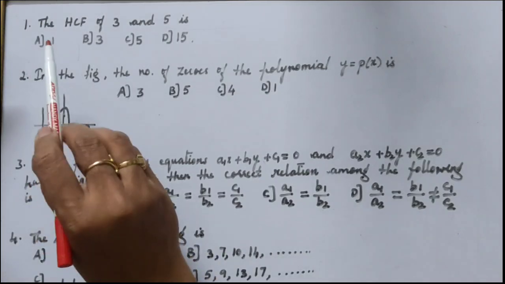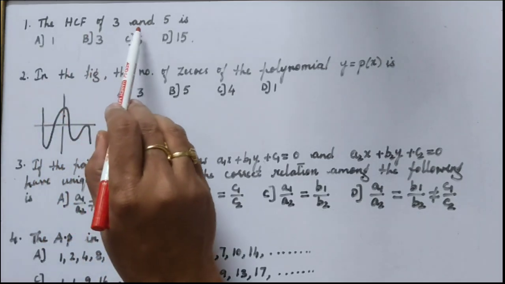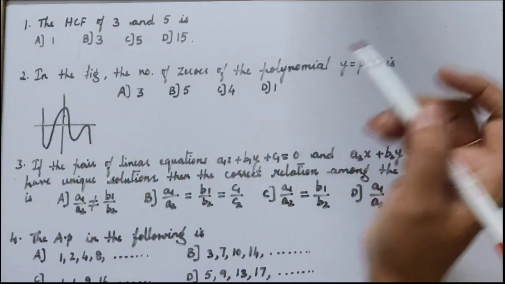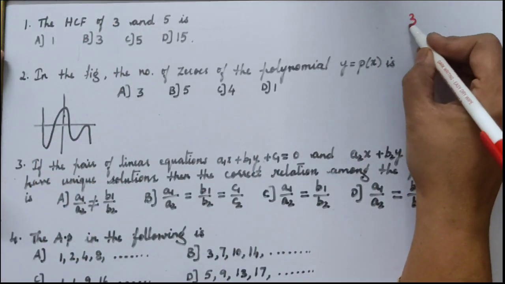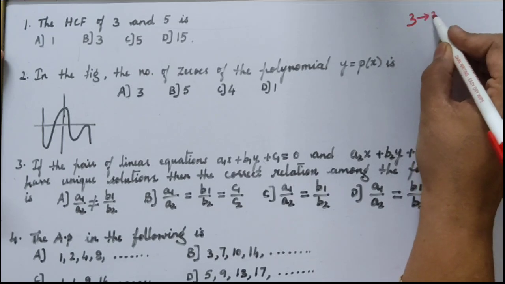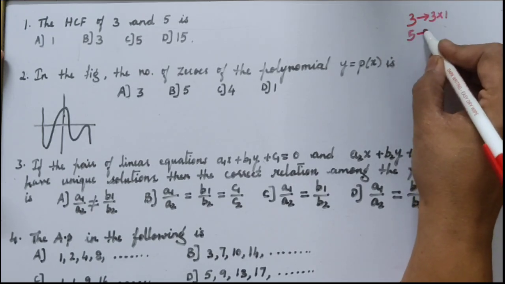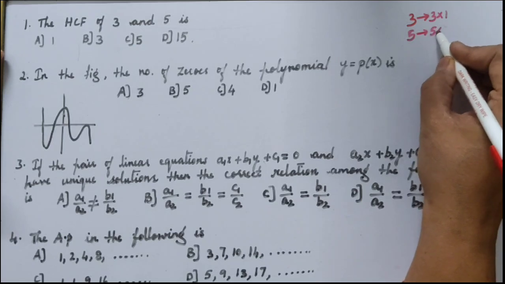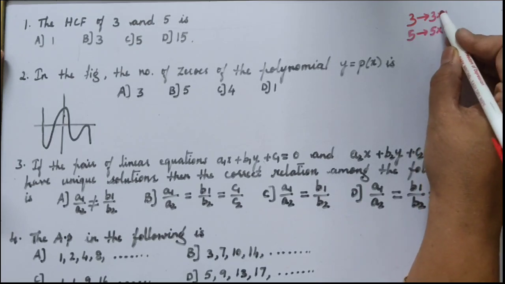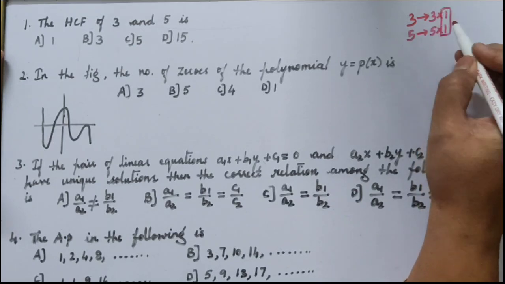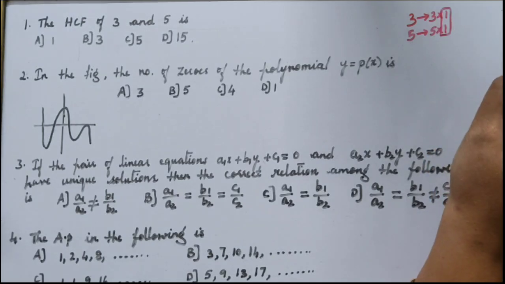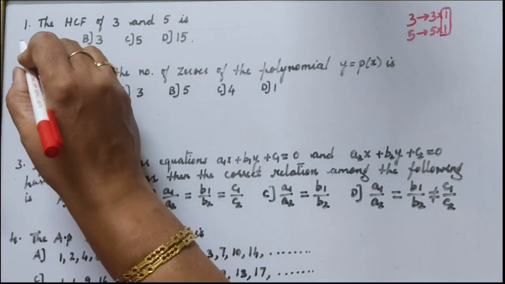Now here you can see the HCF of 3 and 5. The factors of 3 are 3 into 1, correct? And the factors of 5 are 5 into 1. But what is the HCF here? So 1 you can find common. So 1 is the HCF.